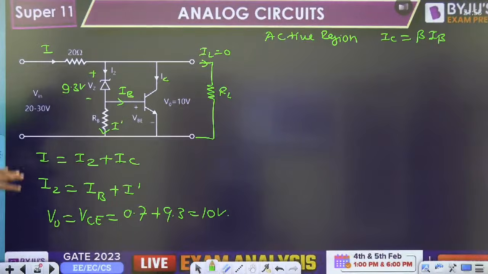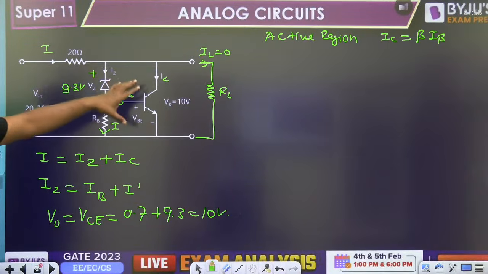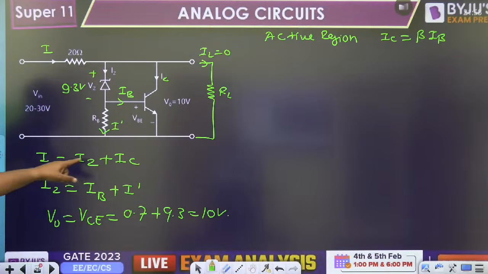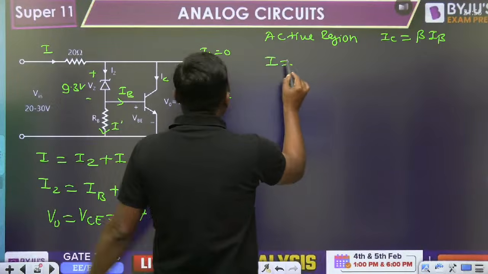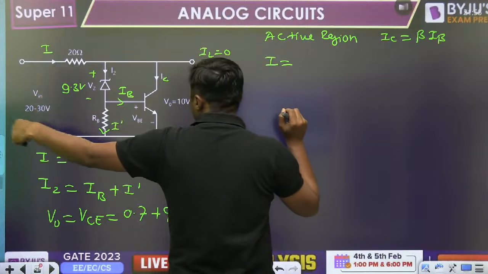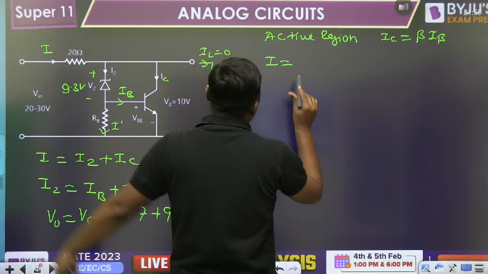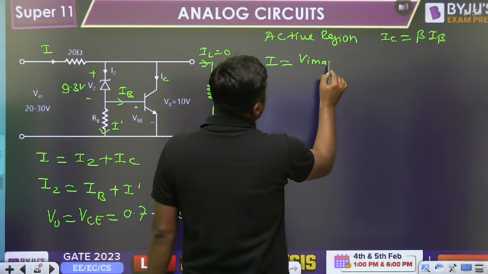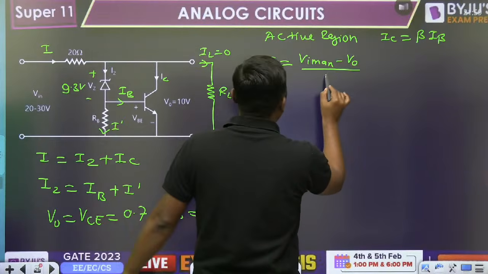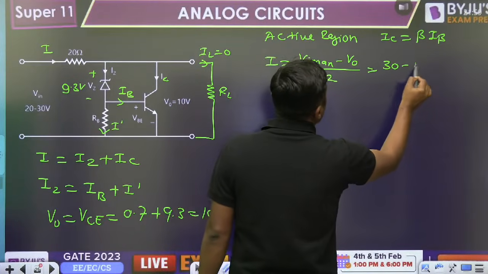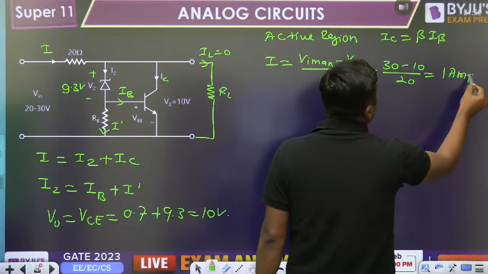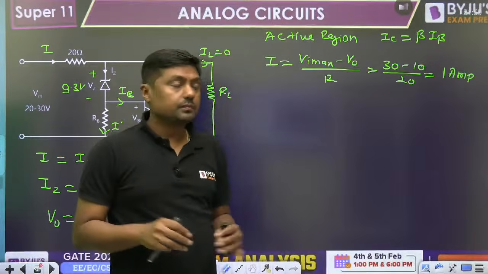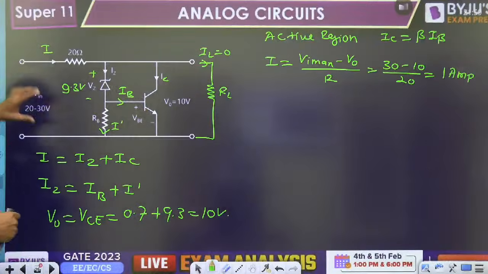Now, to find the value of IZ and IC, we have one equation. You have to find the value of I first of all. I will become maximum. Always when we are calculating the power dissipation, always take the maximum value. Vi max minus V0 upon R: 30 minus 10 divided by 20 ohm, which is given, you will get 1 ampere. Okay, 1 ampere.